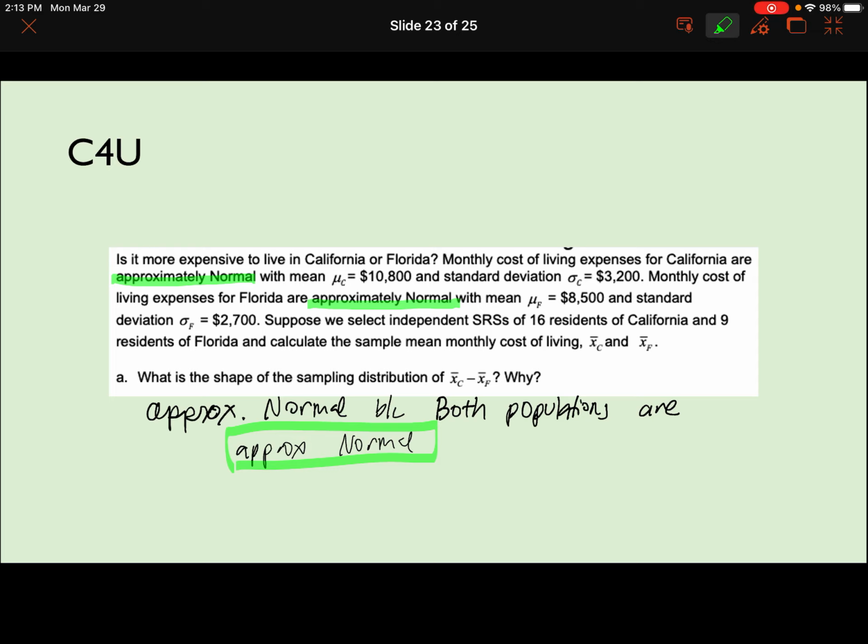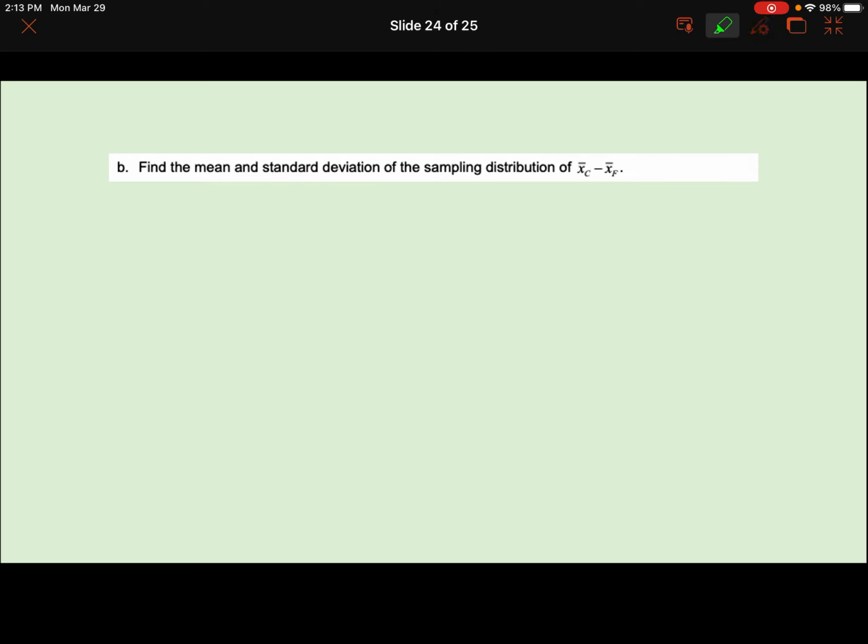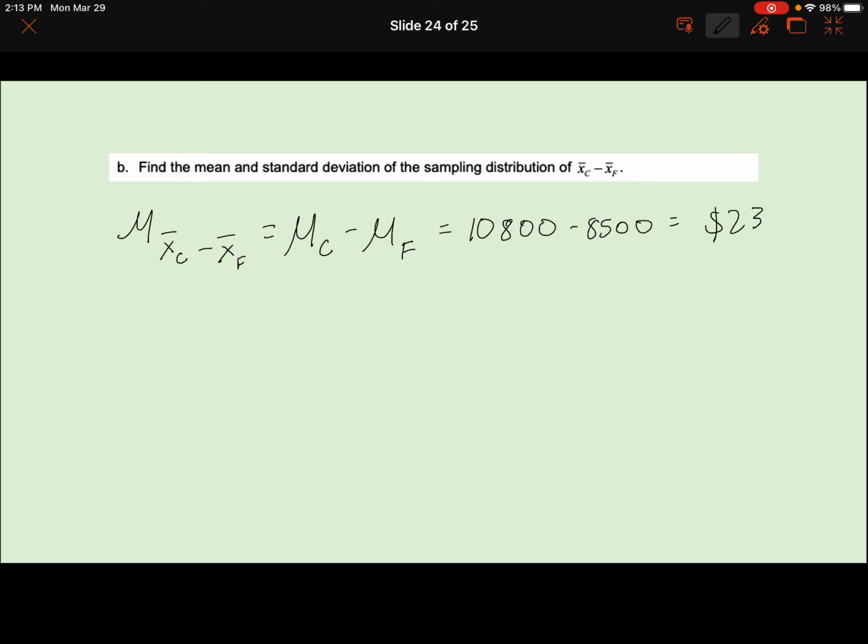All right, next it's asking you to calculate the mean and the standard deviation. To find the mean of the difference between two sampling distributions, and I'm going to use sub C for California and sub F for Florida, all I need to do is take my population mean for California and subtract my population mean for Florida, which gives me 10,800 minus 8,500, which is 2,300.